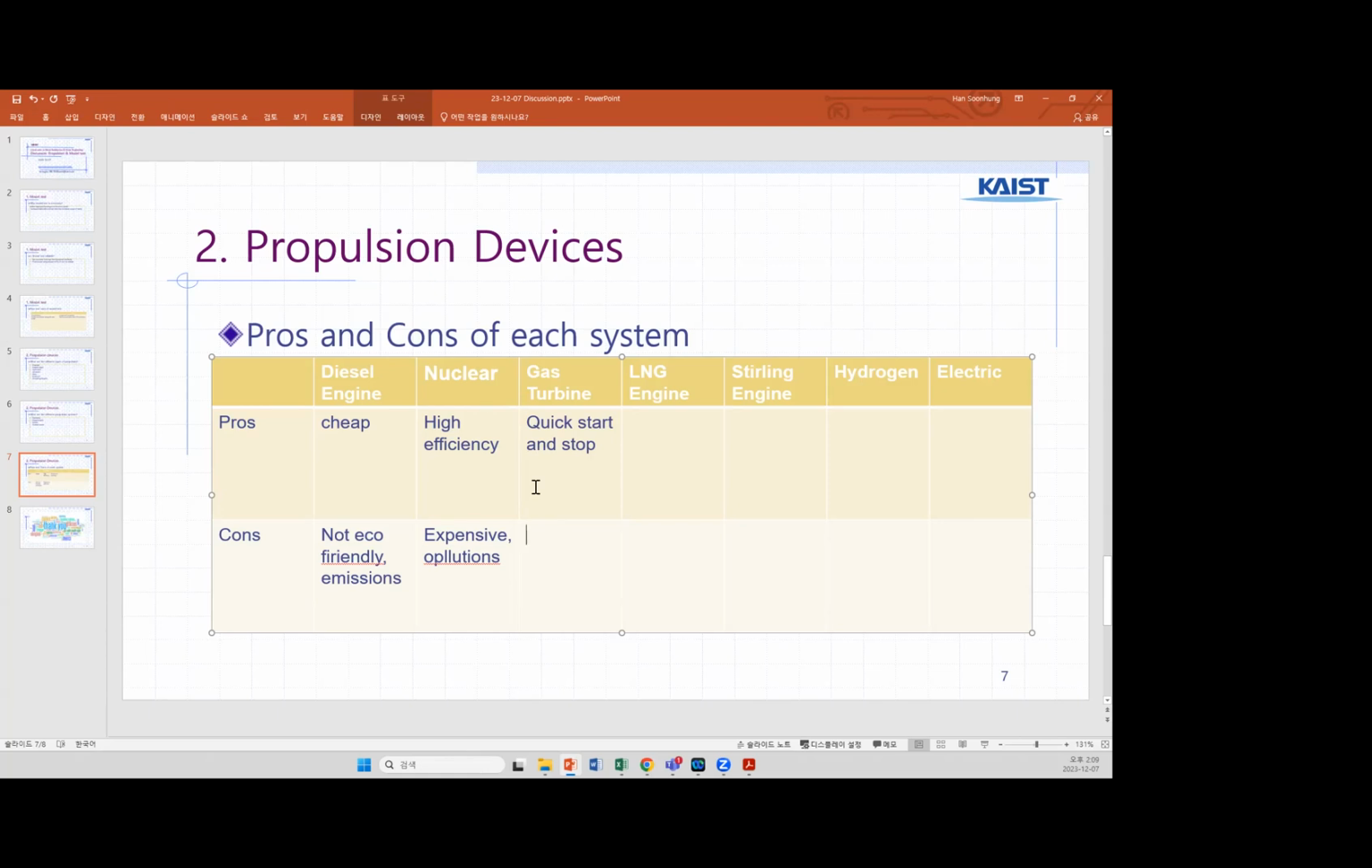And do you have any ideas? Yeah, it's similar to an airplane, so it takes huge space. That's true. But when you compare it with the diesel engine, the size of a building, it might be smaller. And I think one of the cons of the gas turbine is it takes a lot of fuel to generate power.